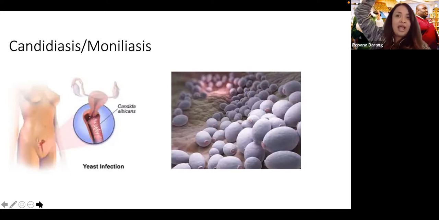And that could also happen the other way around. Sometimes there's less fungus, normal fungus, and the bacteria will overgrow. So now you have not yeast infection, but you have bacterial vaginosis. So that's what happens when you have an imbalance of the normal flora, or when you also disturb the pH of the vagina.